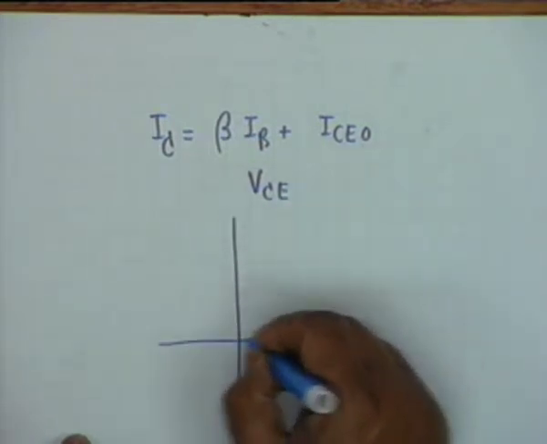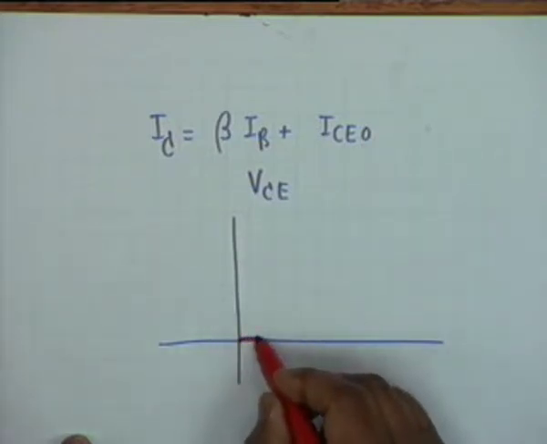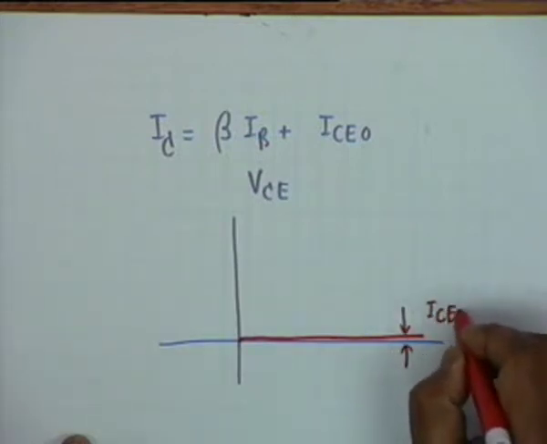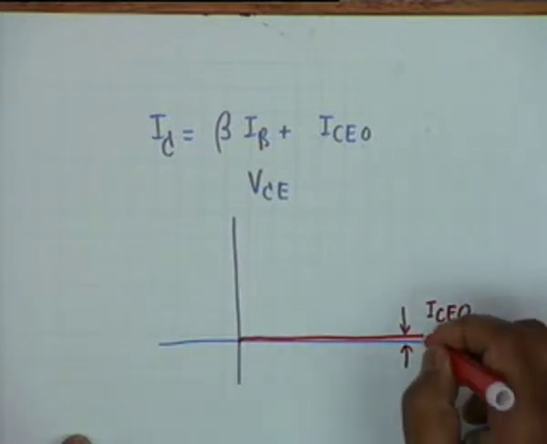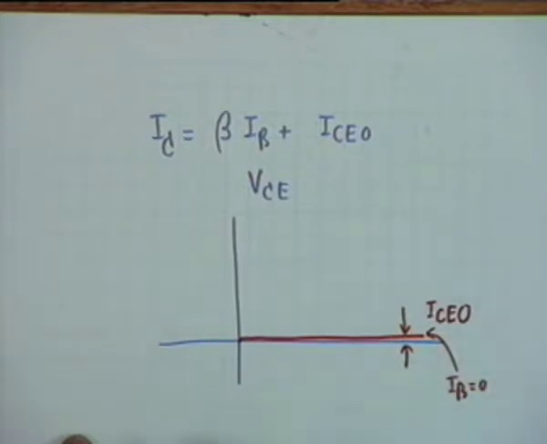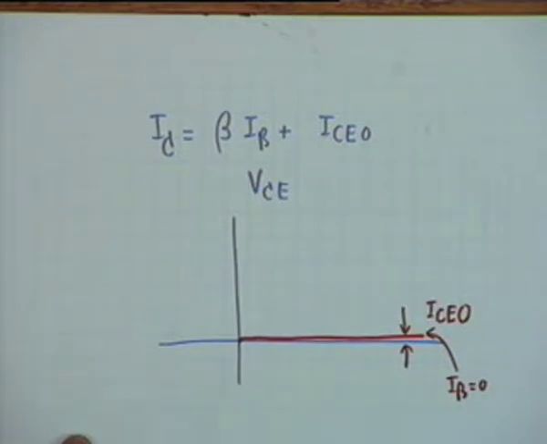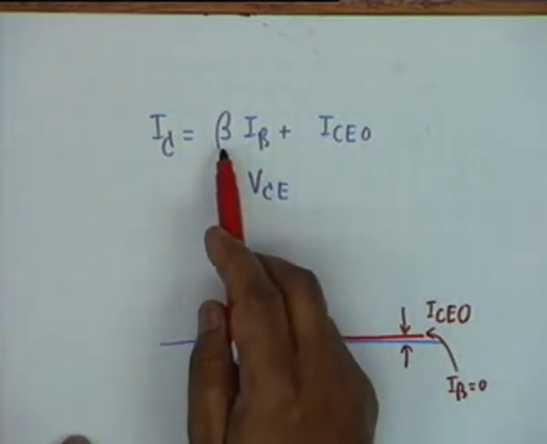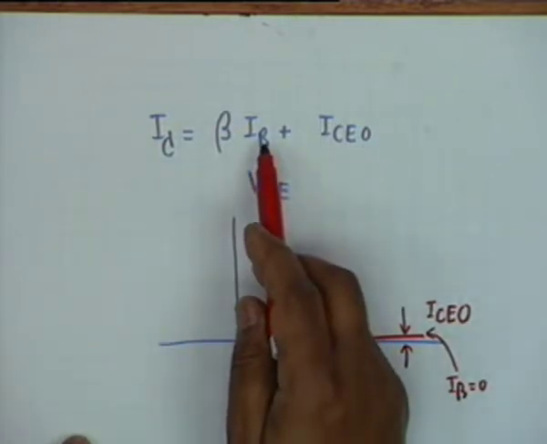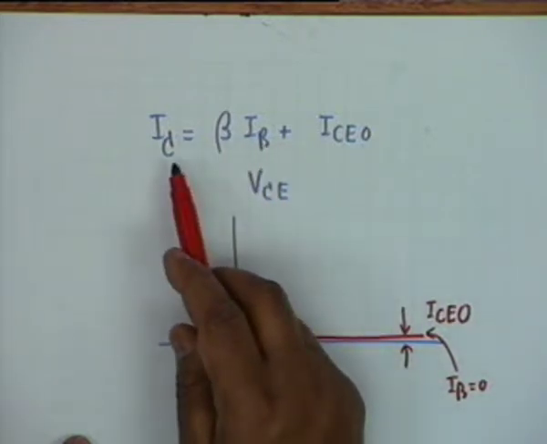In other words, if I plot the characteristics, then IB equal to 0 will give rise to a characteristic like this, where this current is I sub CEO. Now when IB increases to a non-zero value, naturally the collector current increases by the amount beta IB. So equal increments of IB shall cause equal increments of I sub C.